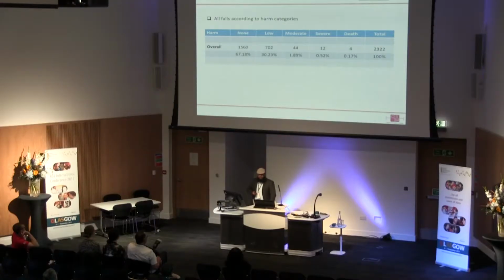And so also we look at the falls according to the level of harm, and this is something which is quite important to the NHS, because obviously where you have the severe and death categories, obviously we don't want any of those. So fortunately most of the falls came under no harm, which was quite good. And even amongst severe, there were only 12 in a 36-month period. So the number is really low, and there were 4 deaths as a result of fall.